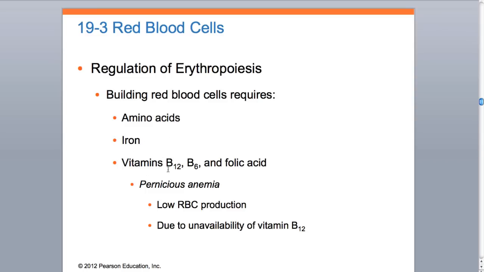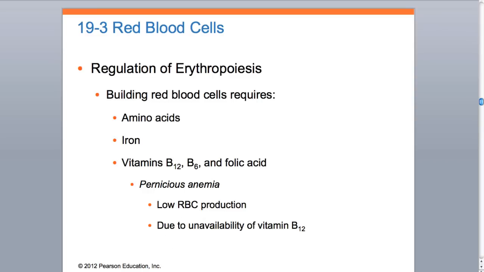Now we do need vitamins, especially vitamin B12 and things like folic acid. For example, if you have pernicious anemia, you have a problem with red blood cell production. So you have low red blood cell count. And that's because you don't have enough vitamin B12.